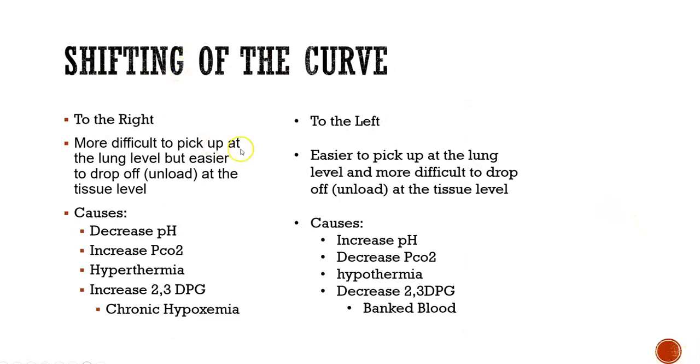Okay, so shifts to the right are a little bit more difficult to pick up at the lung level, but easier to drop off or unload at the tissue level. And then on the opposite side, shifts to the left are a little bit easier to pick up at the lung level and more difficult to drop off or unload at the tissue level. So it's just the opposite.